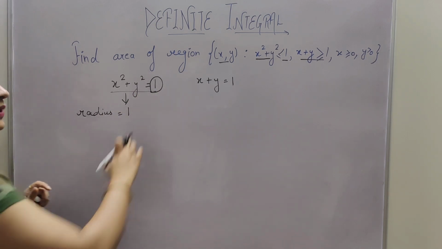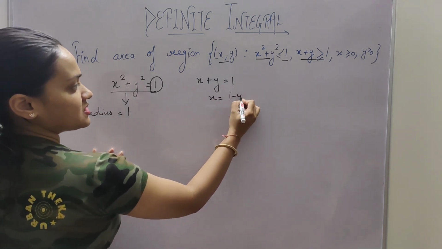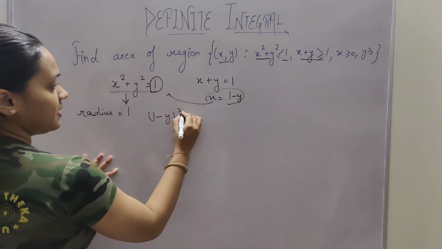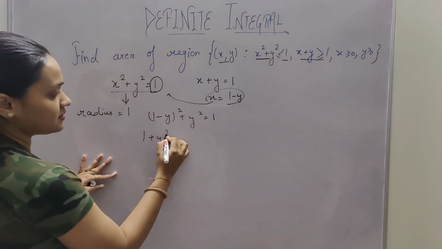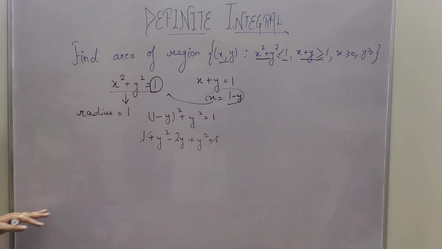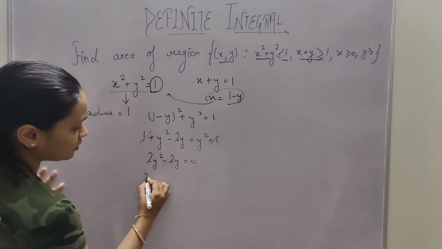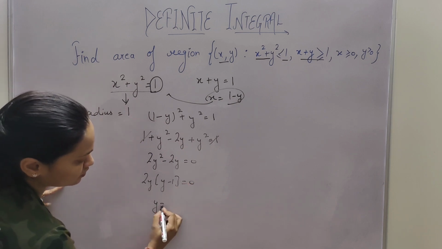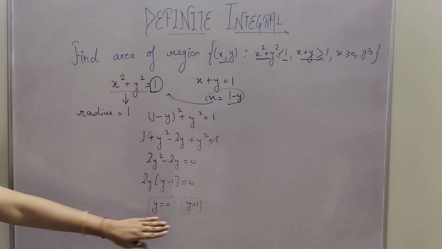And now, as usual, we calculate the intersecting points of the two equations. So x is 1 minus y; putting this value in this equation, (1 minus y) whole square plus y square is equal to 1. 1 plus y square minus 2y plus y square is equal to 1. So 2y square minus 2y is equal to 0. 2y taking common, y minus 1 is equal to 0. y is equal to 0 and y is equal to 1. These are the 2 values of y.